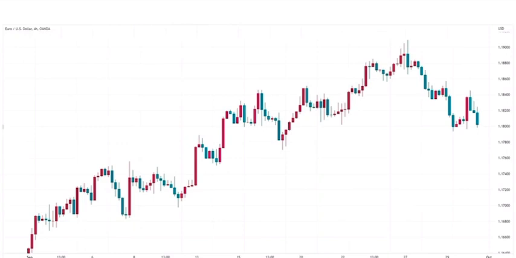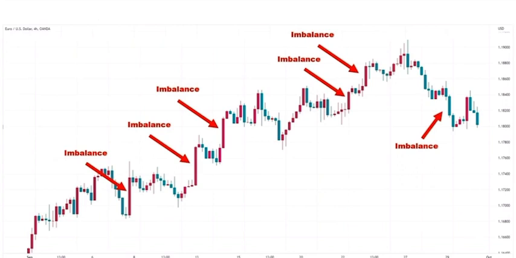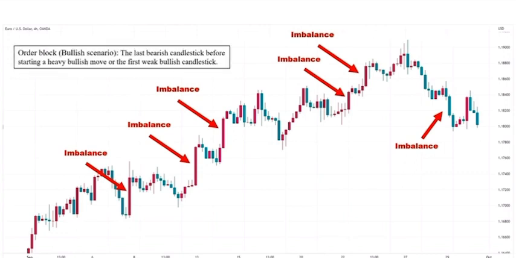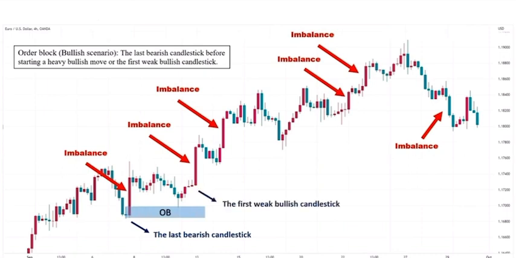Here we have a heavy bullish uptrend. And you can quickly point out the drastic moves caused by the market imbalance between the buyers and sellers. Look and see if you can spot the order block zones by definition: the last bearish candlestick before starting a heavy bullish move, or the first weak bullish candlestick. Here, we see a bearish candle before a big move, so we point it out. Here, we have a weak bullish candle before a big move, so again we highlight it. Again, a bearish candle before a big bullish move. And the rest, just like the others.